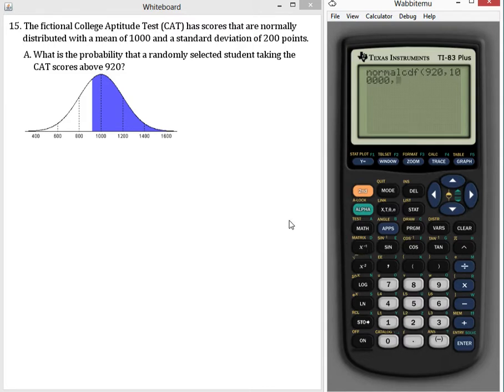Next, I also need to input a mean and standard deviation. So just the mean of 1,000 and the standard deviation of 200 that was provided. So my answer here to part A is 0.6554.